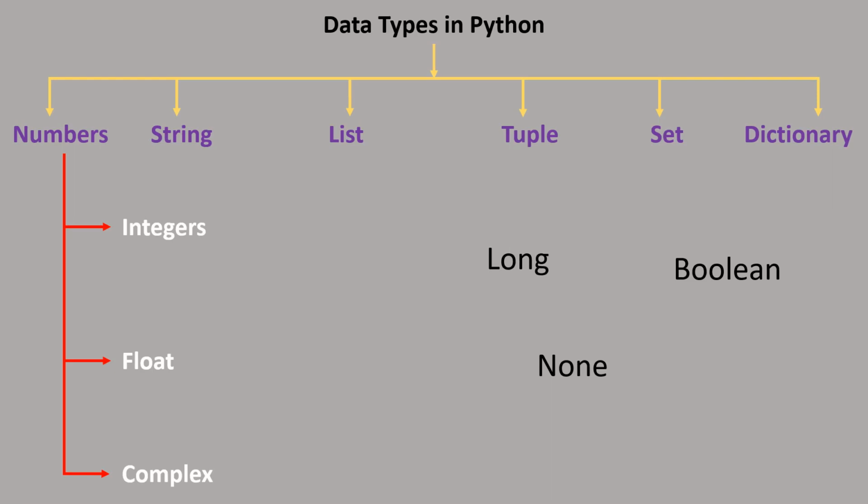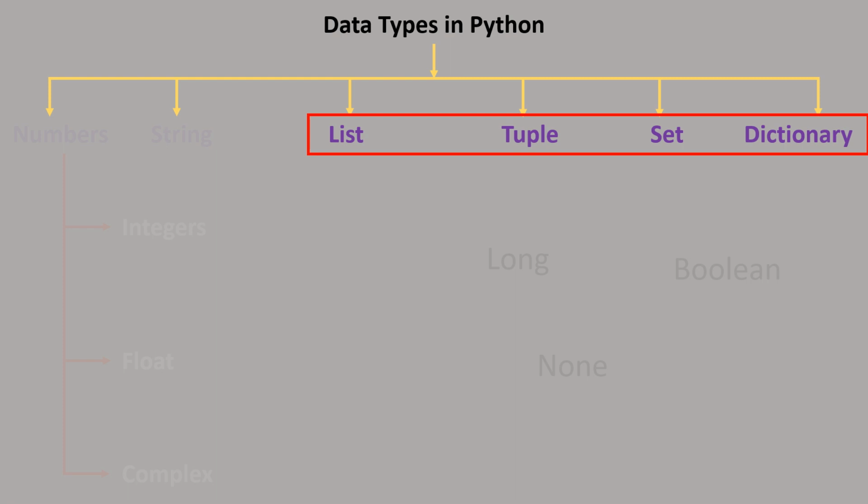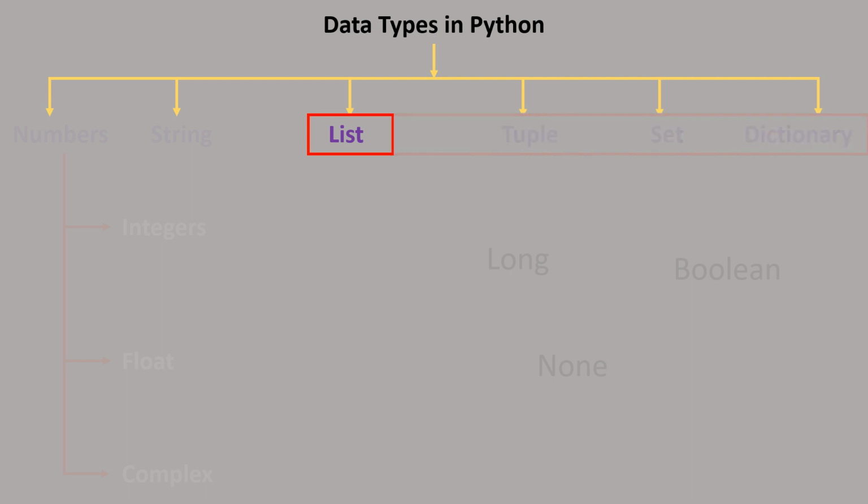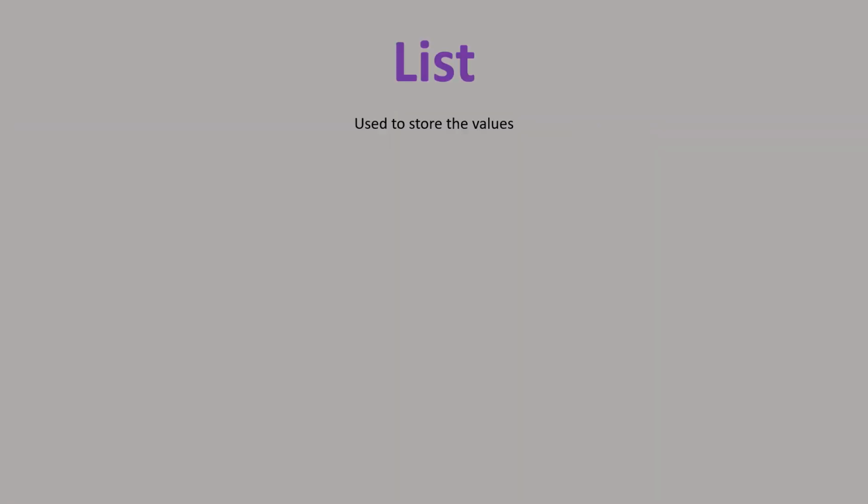In our previous videos, we understood about all these data types. Now here we're going to focus on these 4 data types, which are list, tuple, set and dictionary. So in this sequence, we're going to first start with list. Let's understand what list is.